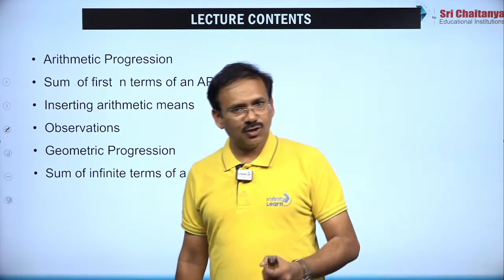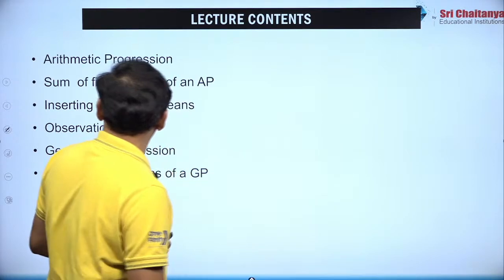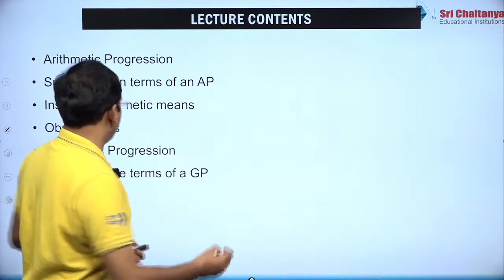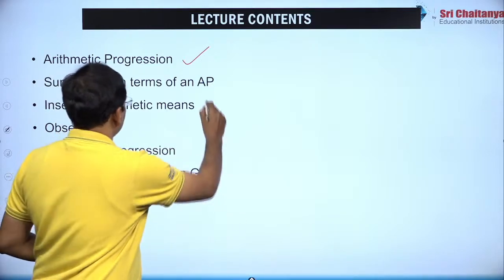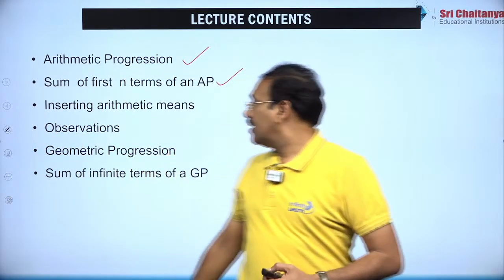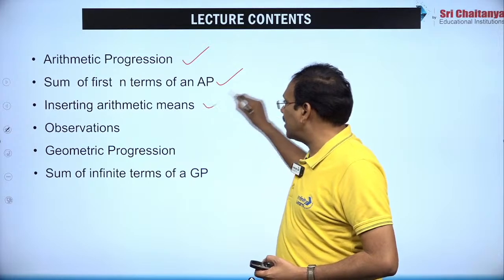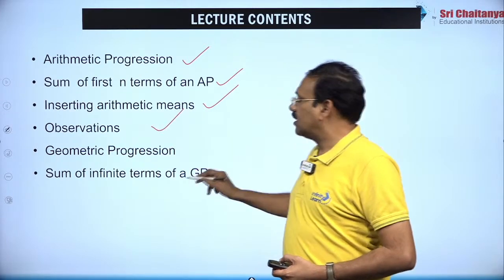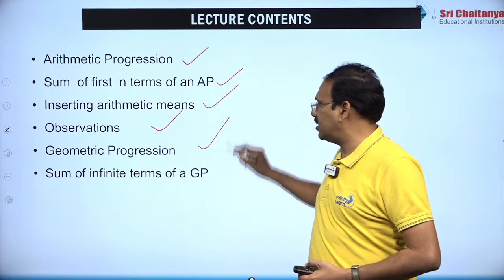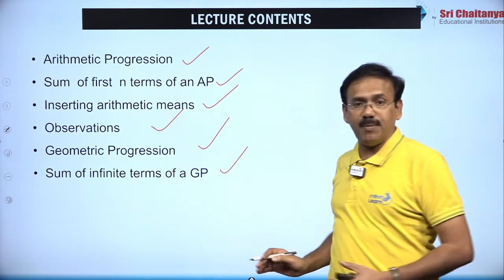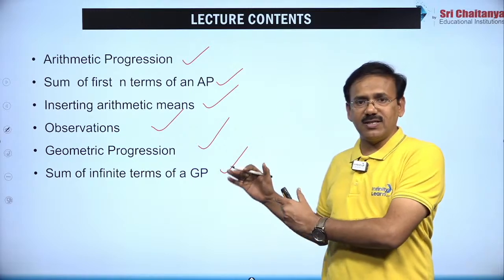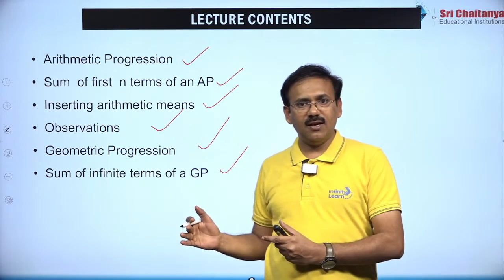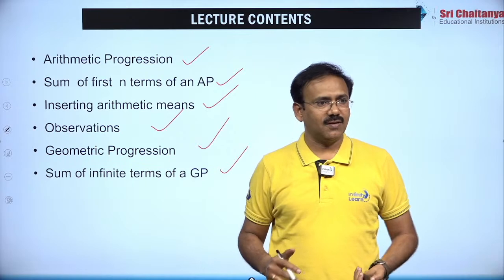and series. In arithmetic progression, you already know what it is: the nth term and the sum of the first n terms of the AP, then we will see inserting arithmetic means and observations, followed by geometric progression and the sum of infinite terms of the GP. We will discuss this in the first 40 minutes, then we will go to the rest of the things.